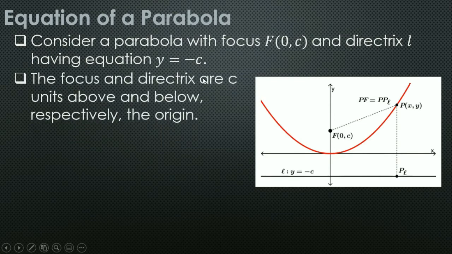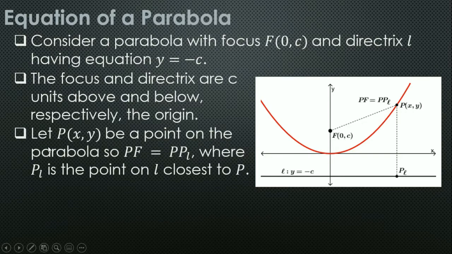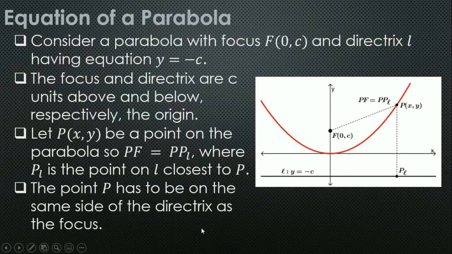The focus and directrix are c units above and below respectively to the origin. So yung distance nito from origin ay c. Yung distance din nito, yung line na to from origin is equivalent to c. Let point P be a point on the parabola so that the distance between point P and the focus is equal to the distance between point P and the line L, where P sub L is the point on L closest to P. The point P has to be on the same side of the directrix as the focus.